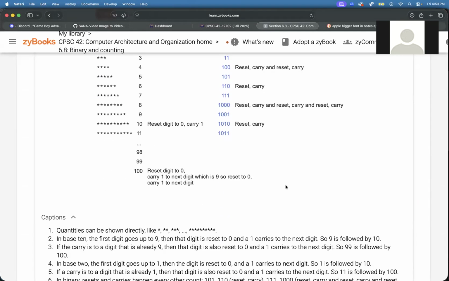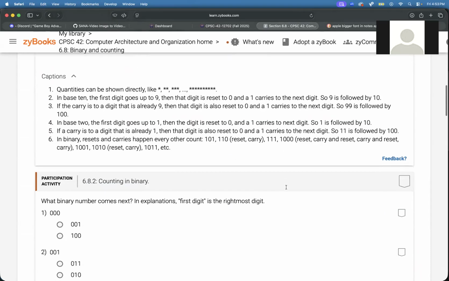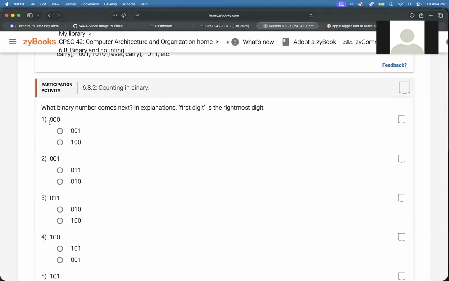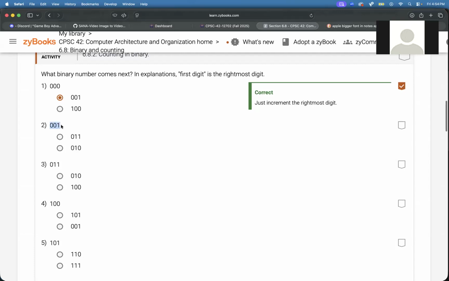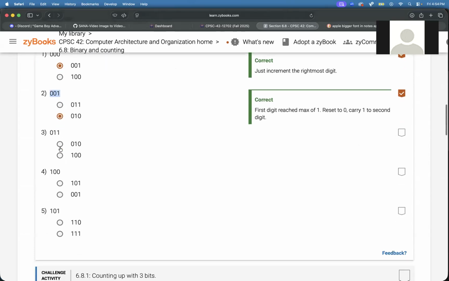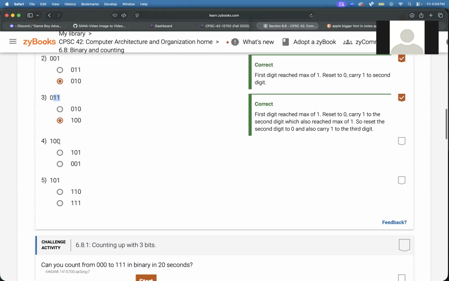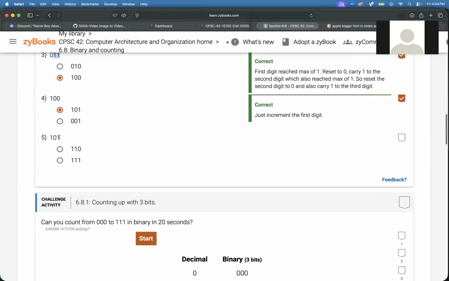What is this teaching us? Decimal and binary numbers. Why is this coming now? That's a question I have. What binary number comes next? After 000 comes 1. What comes after 1? 2. After 3 comes 4. What's 4 look like? This is the 1's place, 2's place, 4's place. So this is 4. After 4 comes 5, which is this one. After 5 comes 6, which is this one.